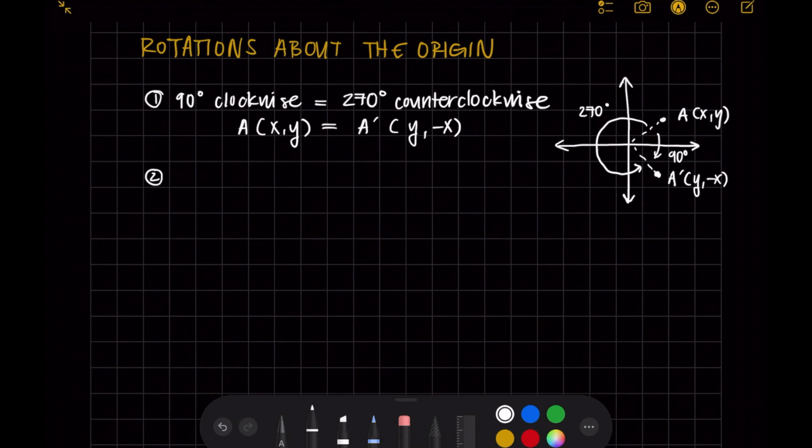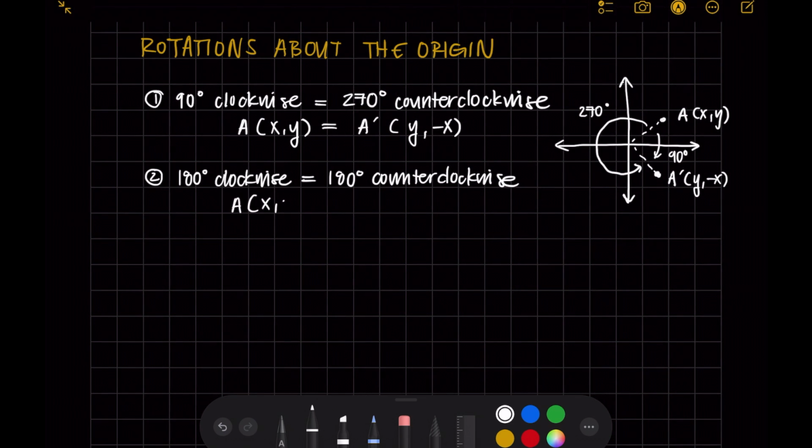The second rule, 180 degrees clockwise, is the same as 180 degrees counterclockwise. And the rule for this rotation is really simple. If I start out at a point A located at x, y, my new point would be at A prime located at negative x, negative y. So you just take the opposite of the x and y coordinates.